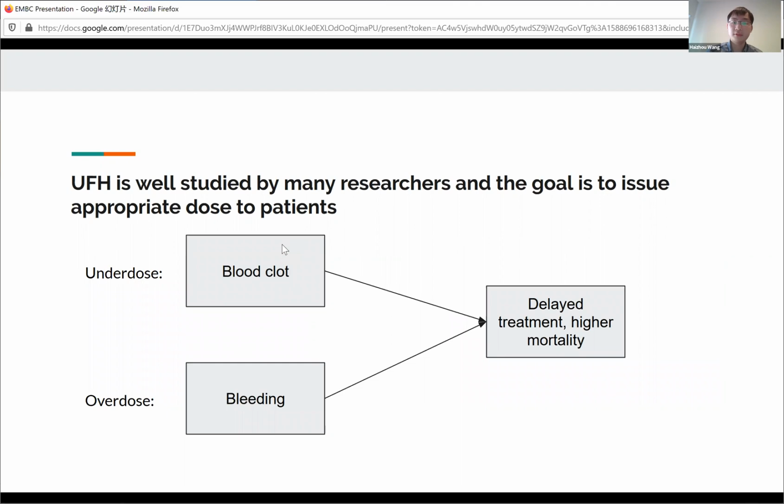UFH is very well studied by many researchers, and the goal is to issue the appropriate dose to the patient. Because it is a drug, you want neither underdose nor overdose. For underdose of the UFH, of course you will have a blood clot, and for overdose of the UFH, you will cause some bleeding problems. Both underdose and overdose will cause delayed treatment and thus maybe higher mortalities for some challenging procedures.